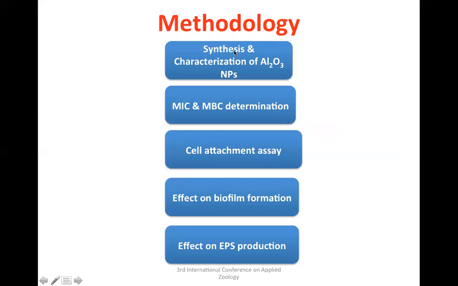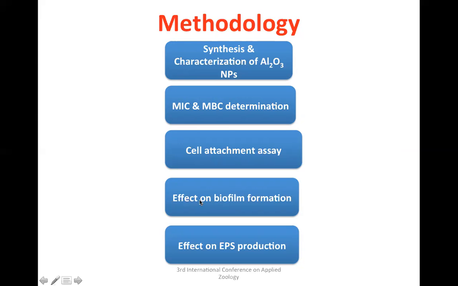In this study, first of all, aluminium oxide nanoparticles were synthesized by a wet chemical synthesis method, and transmission electron microscopy and EDX were used to characterize the synthesized nanoparticles. Then antibacterial activity was determined by the broth microdilution method in order to check MIC and MBC. Then a cell attachment assay was performed to find out the effect of aluminium oxide nanoparticles on adhesion to plastic surfaces, provided in the form of microtiter plates.